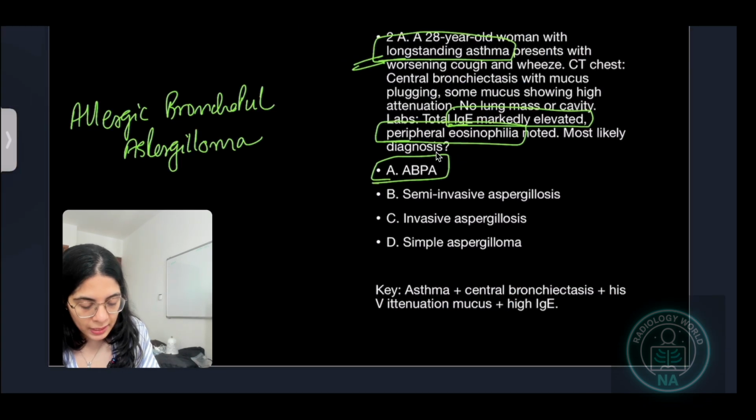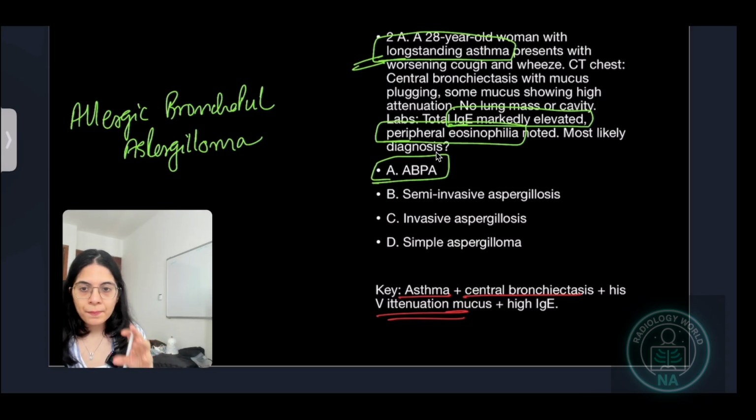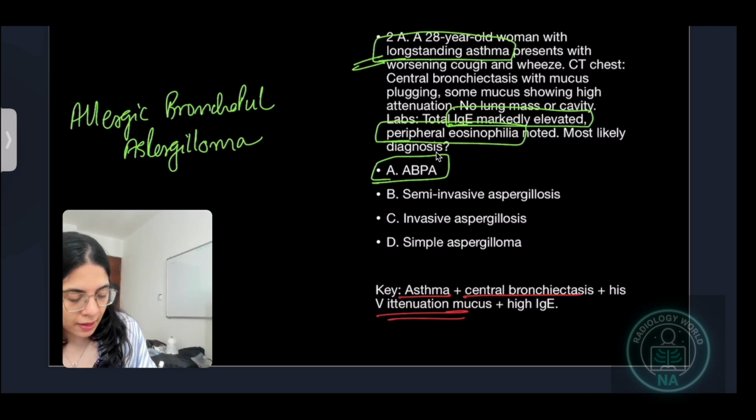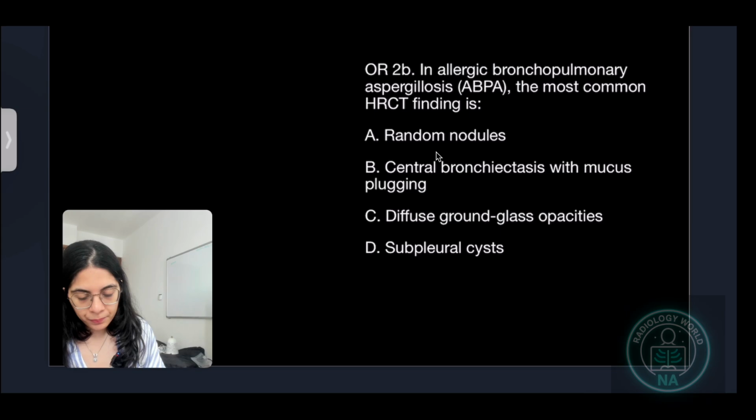So the key point is asthma, central bronchiectasis, high attenuation mucus because of the fungal elements, because they have a high amount of manganese and iron, that is going to give this high attenuation mucus that is hyperdense on the CT images. And another thing is that they have high IgE and eosinophil counts. Okay, so we are talking about ABPA.